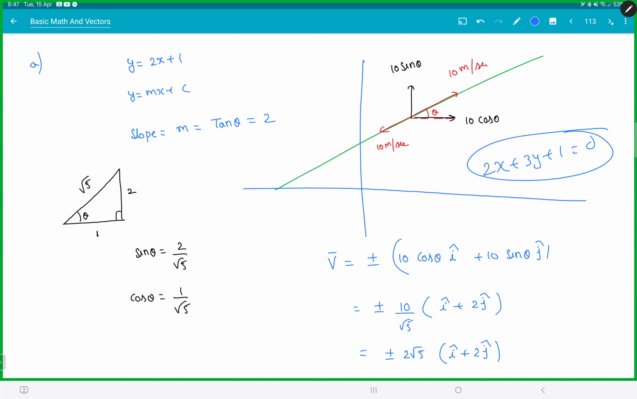Remember, unlike straight lines, vectors can be moved. So this plus 1 is actually useless for us. You could have taken y is equal to 2x, you would have got the same answer, because if you move the vectors parallelly, the answers won't change.